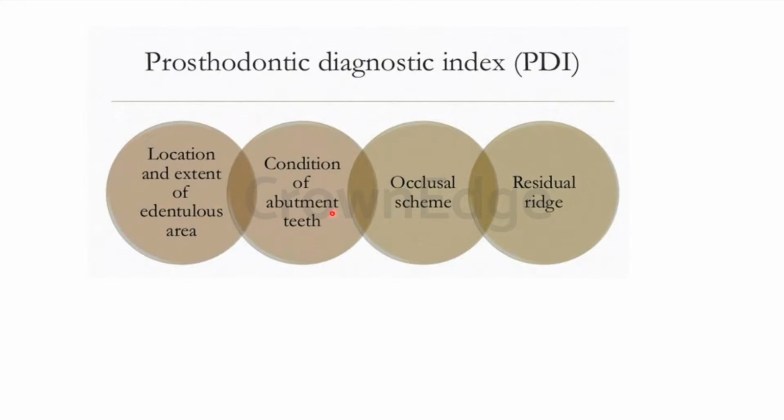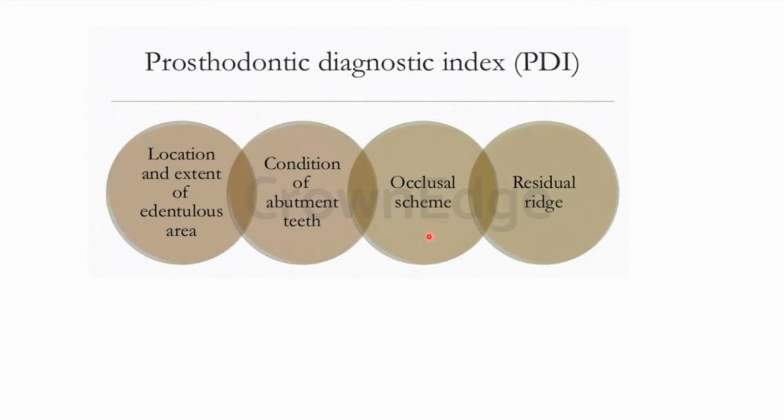The second one is the condition of the abutment teeth. The teeth which are going to withstand the load of the teeth they are replacing also have to be strong enough. If they are slightly less strong, we'll have to take more abutment teeth. When I say take more abutment teeth, we have to prepare more teeth. So the condition of the abutment teeth becomes very important. First is the location next to the edentulous area, second is the teeth on either side of it, that is the condition of your abutment teeth.